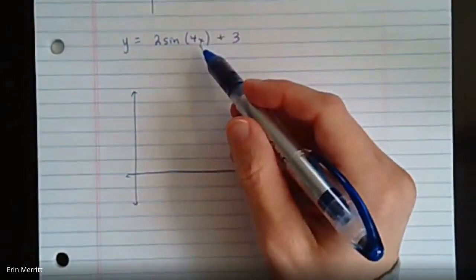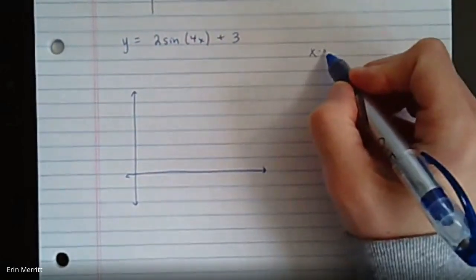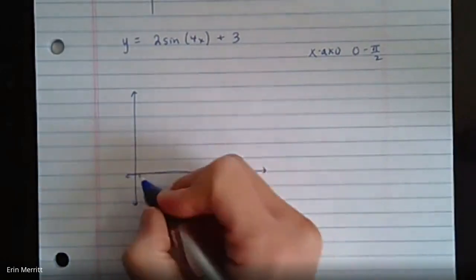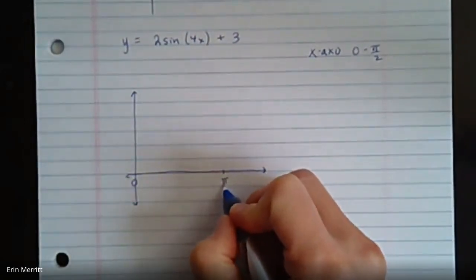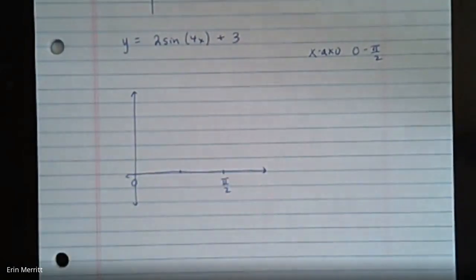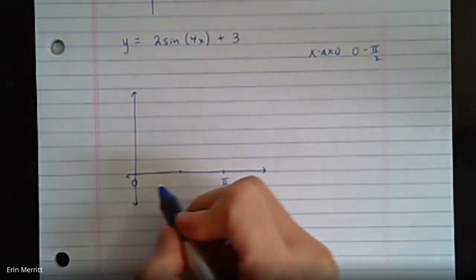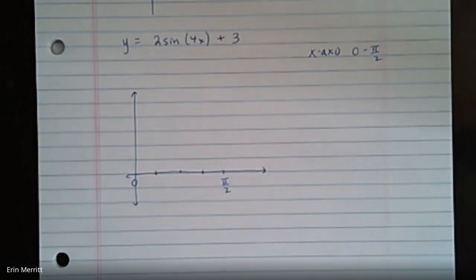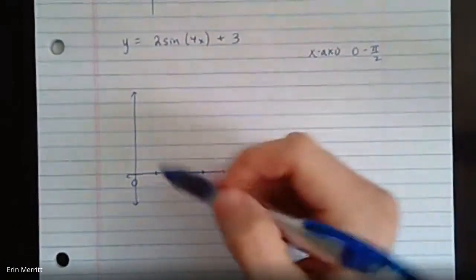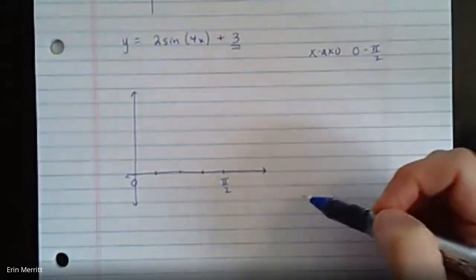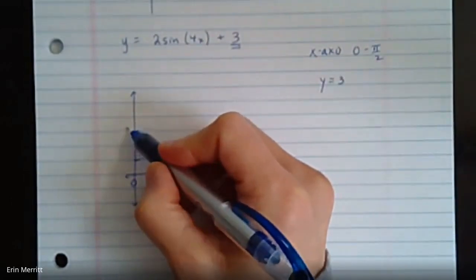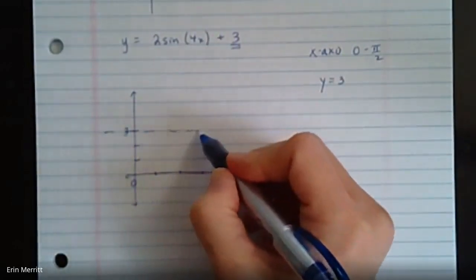So keep in mind your scaling. So on the x-axis, I'm still going from 0 to pi over 2, right? So 0, put pi over 2 over here. Excuse me, put a tick mark at the halfway point, 2 more tick marks halfway in between each of those, all right? And then because my midline is at y equals 3, that's where I'm going to put that dotted line here.